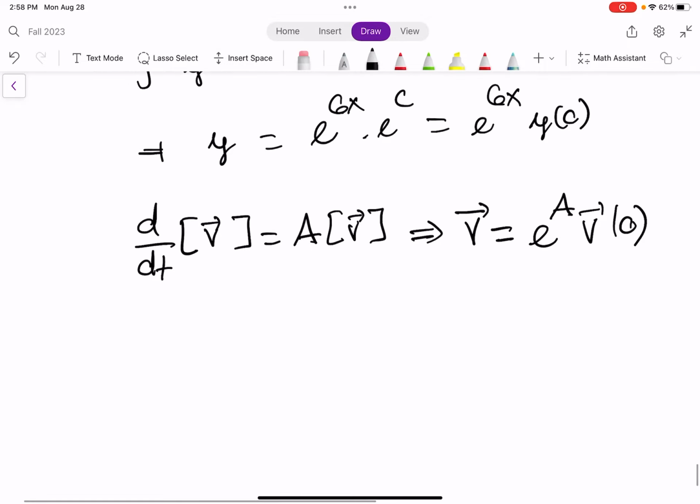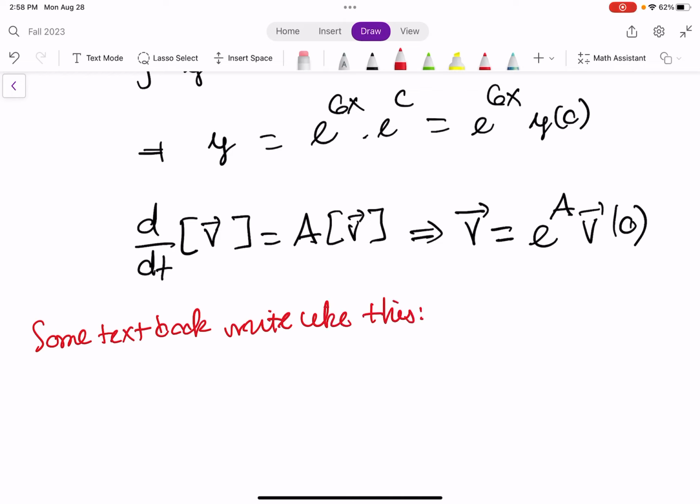However, some textbooks write it like this. They write v equal to the summation of c, a constant, times e to the lambda i t, where lambda is an eigenvalue, times vi. Okay, in today's video, I will explain to you in detail why that happens.